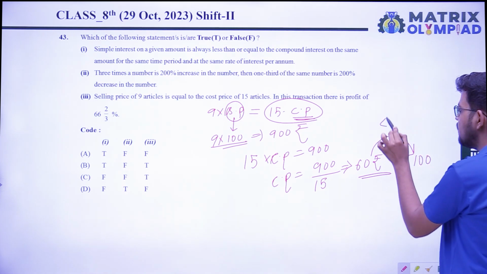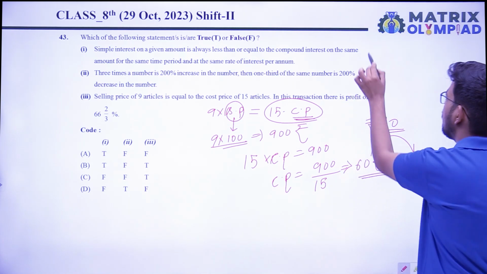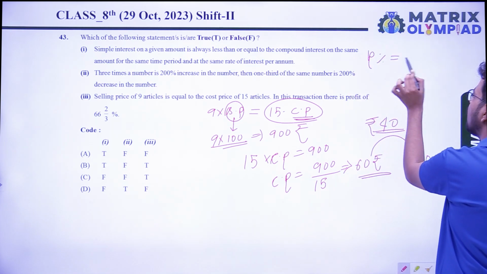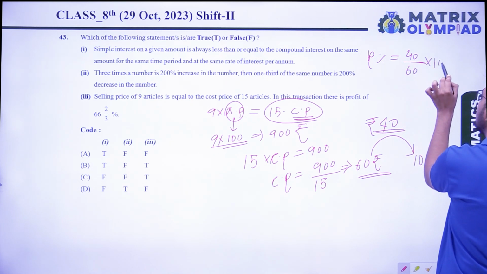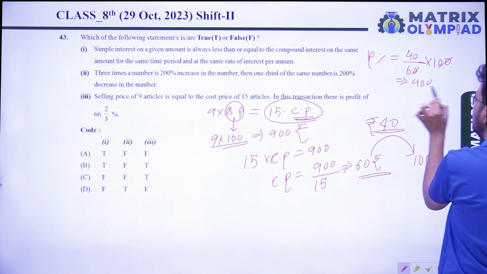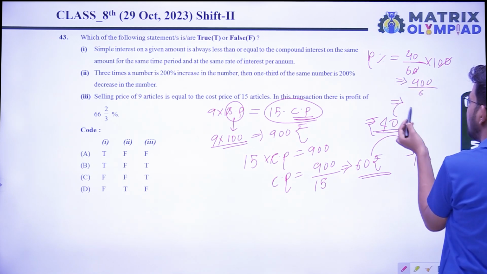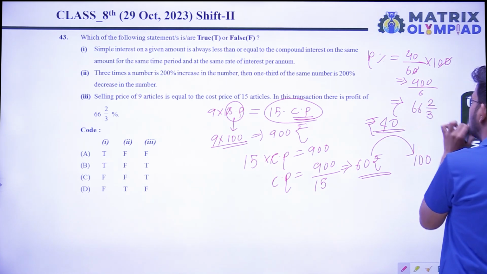So what is the profit? Profit is 40 rupees on 60 rupees. So profit percent equals profit upon cost price into 100. So that will be 400 upon 6. When you simplify it, you can write it as the mixed fraction 66 and 2/3.